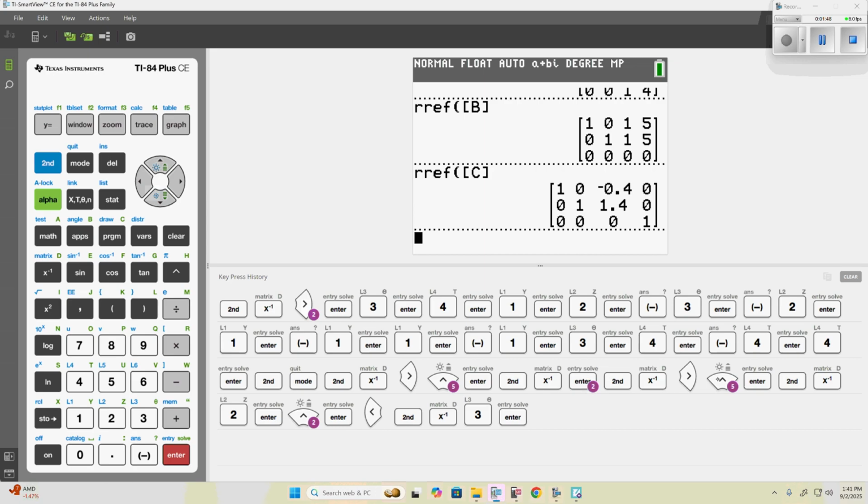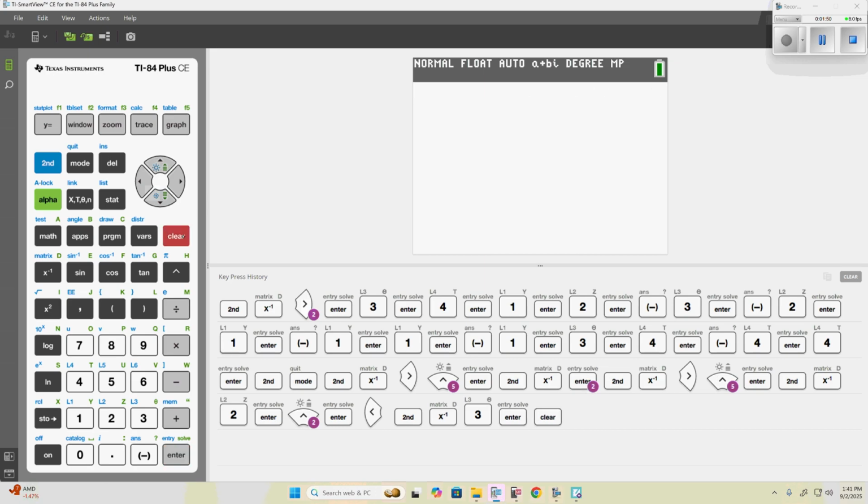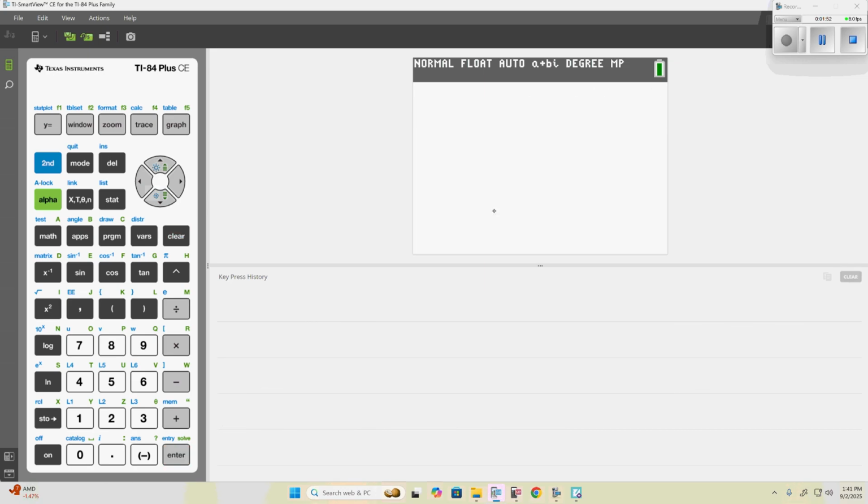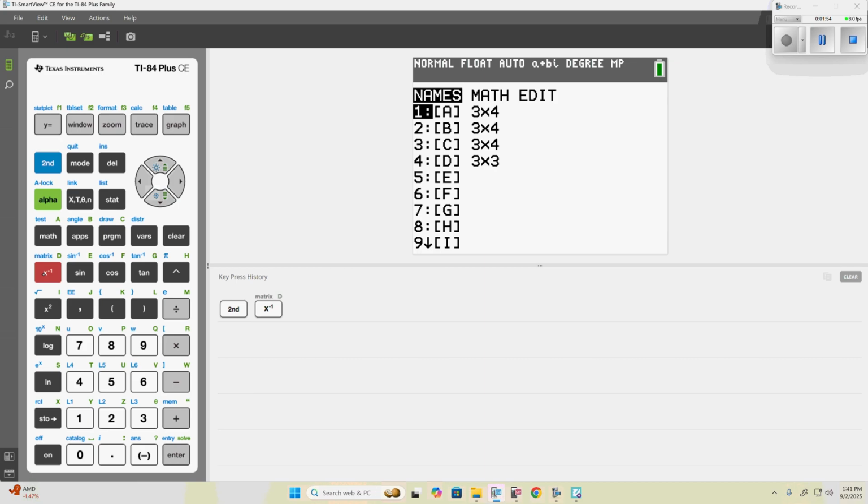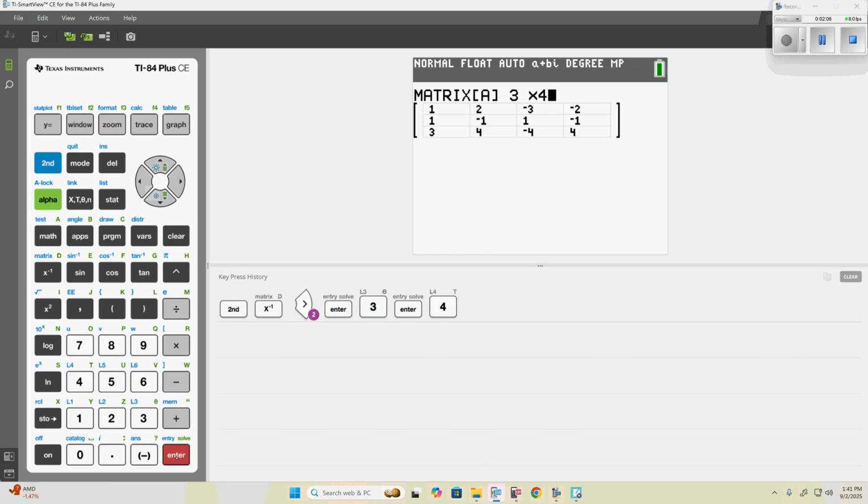Now, to plug it into the calculator, the first thing we're going to do is second matrix. Then we're going to go over to edit. So second matrix, over to edit. And we'll put this in the first one, so we'll hit enter. First thing we want to type in are the dimensions. Focus in, guys. 3 by 4. And then we're going to type in all the elements of the matrix.